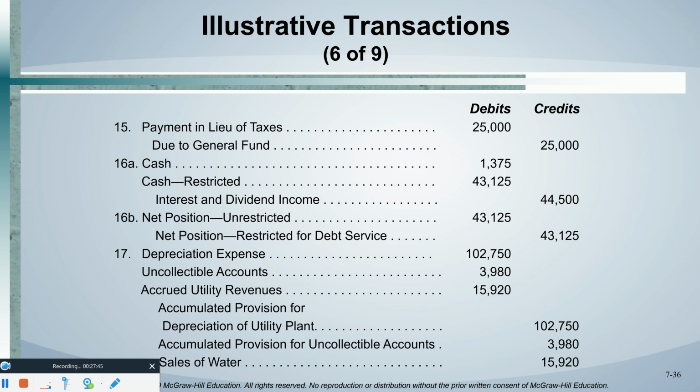Journal entry 15, let me explain this. You see this debit to this account called payment in lieu of taxes? All right, one of the beautiful things about enterprise funds is they get to operate like a business, right? They actually provide a service. They have a billing department. They collect from customers. They sometimes make a profit. So it acts like a for-profit company. However, they're part of the government, so they don't need to pay taxes.